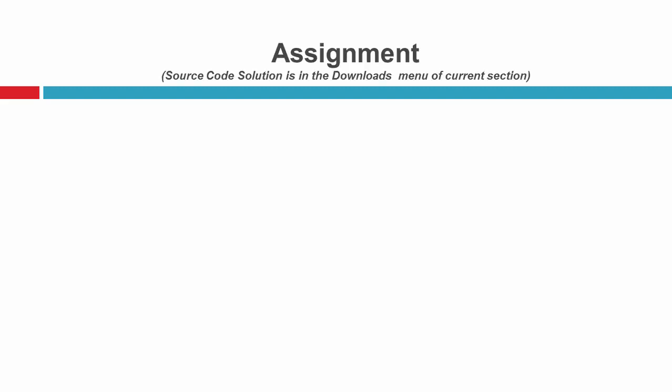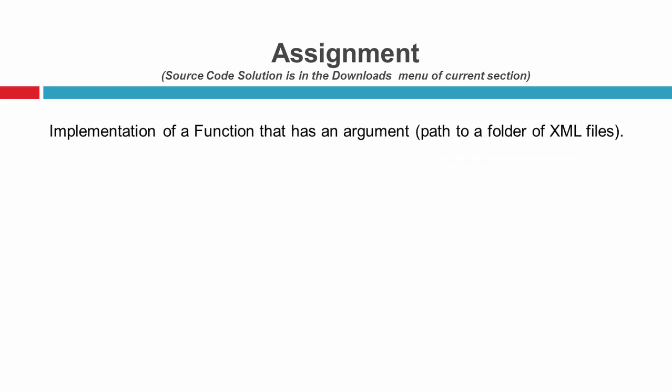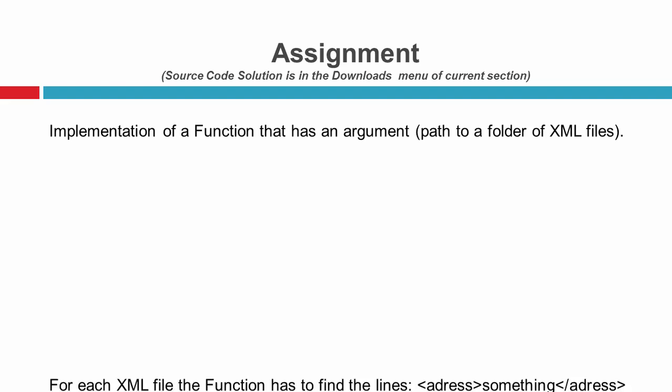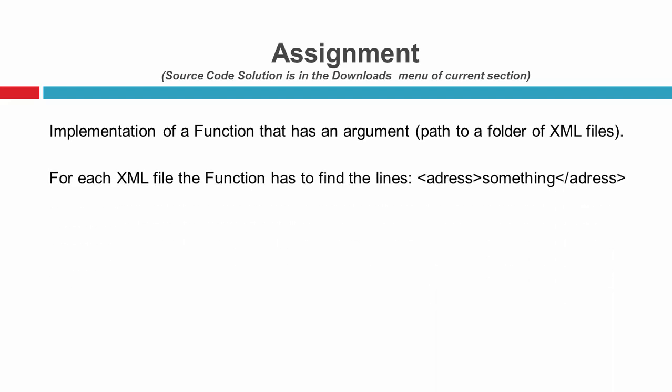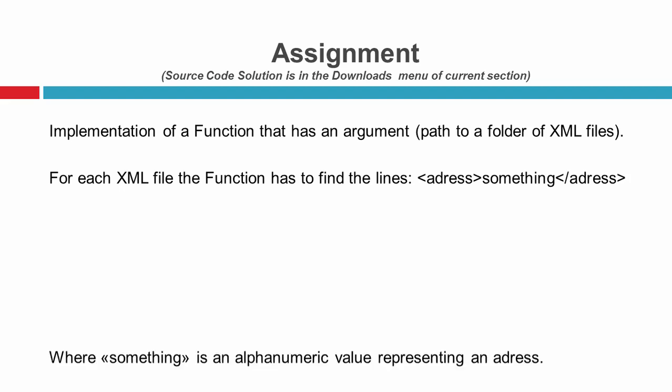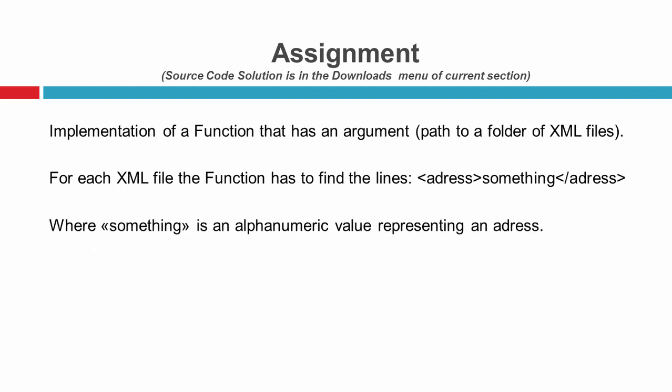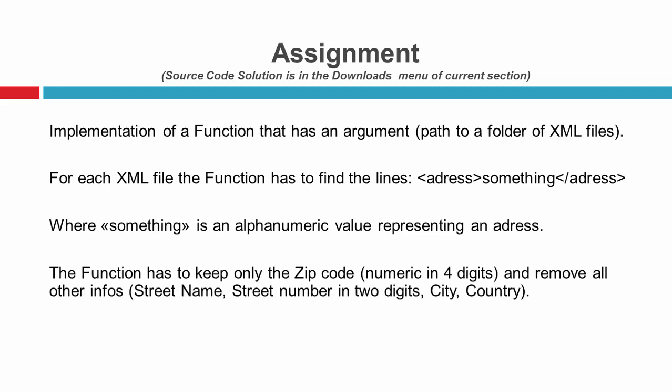So now we reach the assignment. You are asked to implement a function that has an argument. This argument is the path to a folder of XML files. For each XML file, the function has to find the lines with the address tag, slash address, and a value called something. That something is an alphanumeric value representing an address. The function has to keep only the zip codes, numeric in 4 digits, and remove all other info: street name, street number in 2 digits, city, country, etc.